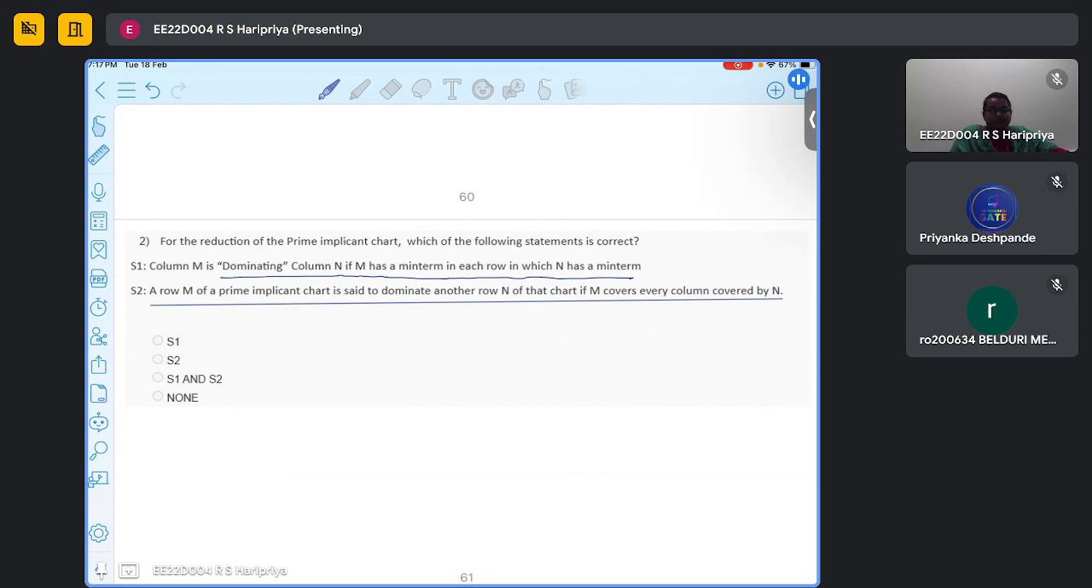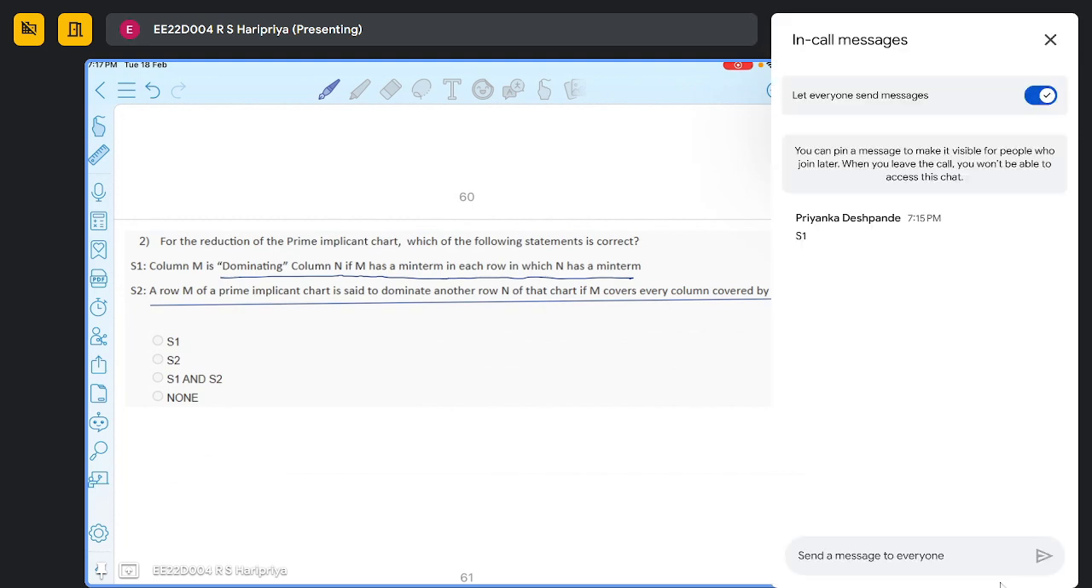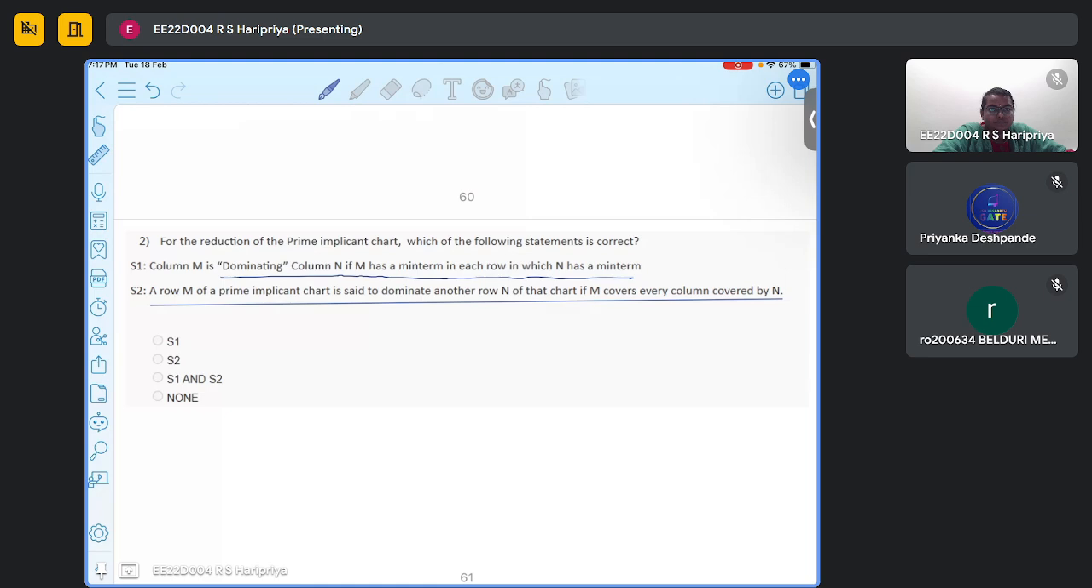So what is the answer? The answer is S1 and S2. Yes, because a column M is said to dominate column N if M has minterms in every row where N has a minterm, as now M acts as a cover of N.